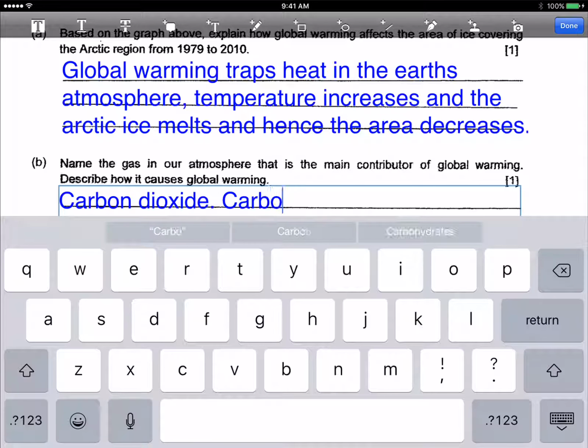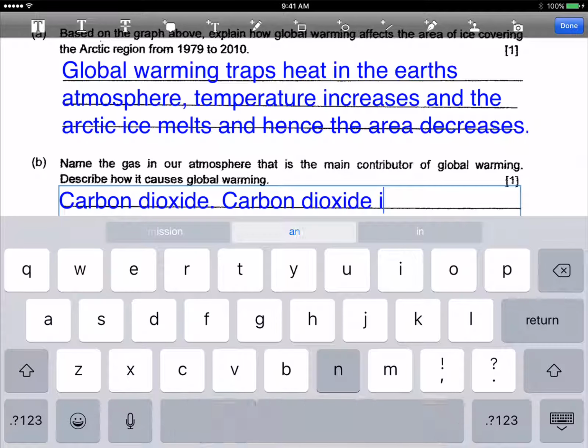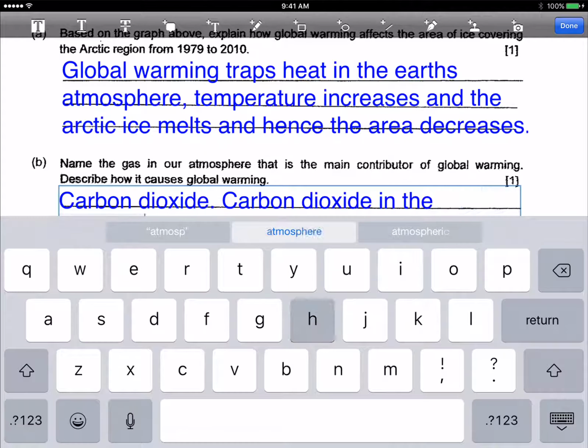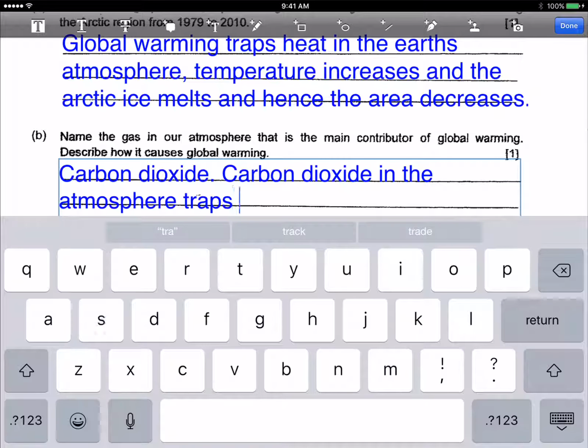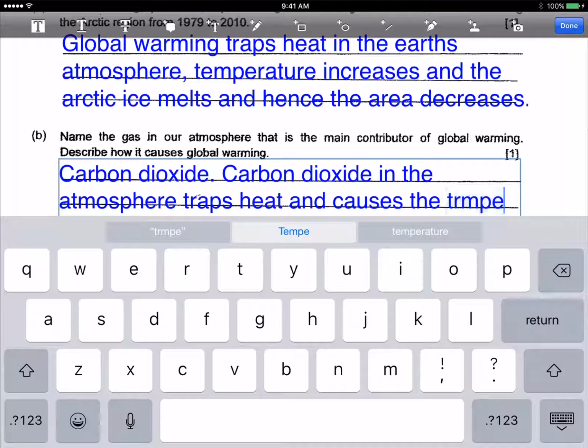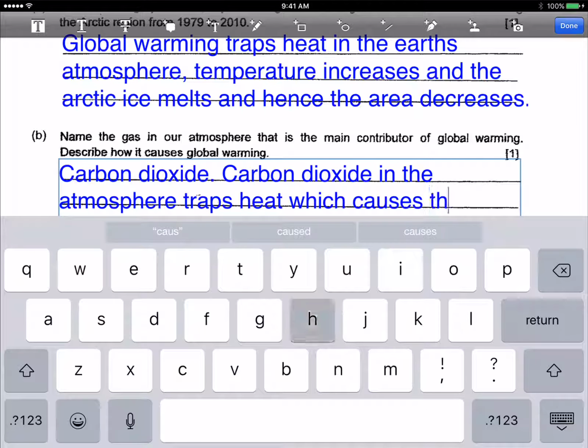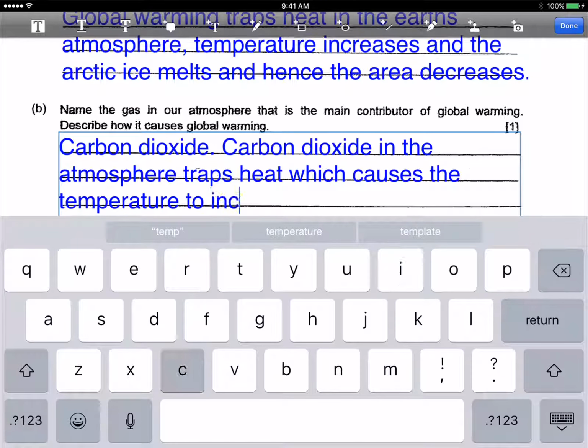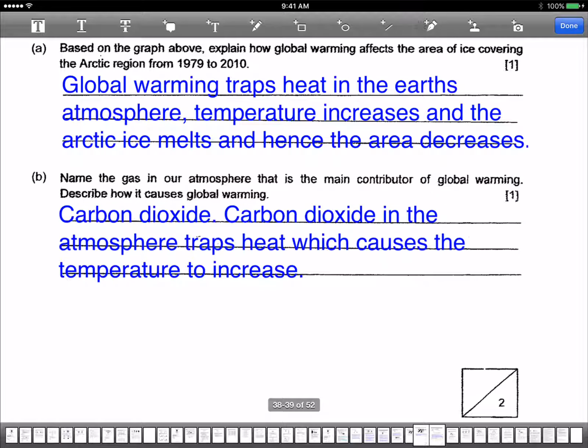So we say that carbon dioxide in the atmosphere traps heat and causes the temperature to increase. Okay, quite straightforward because here they're just testing you. Do you know which gas is the one that traps heat? It's the carbon dioxide. It's not the oxygen, it's not the nitrogen, right? It's the carbon dioxide, the one that traps the heat.